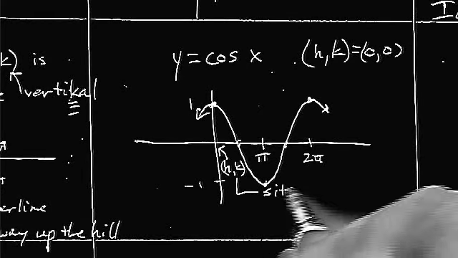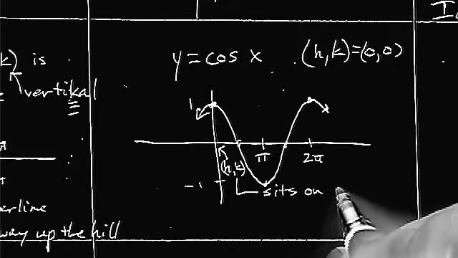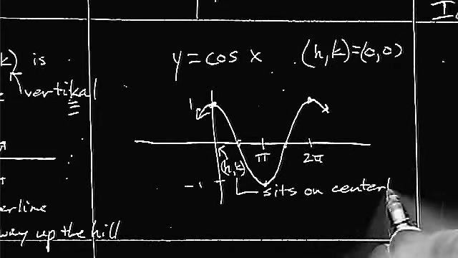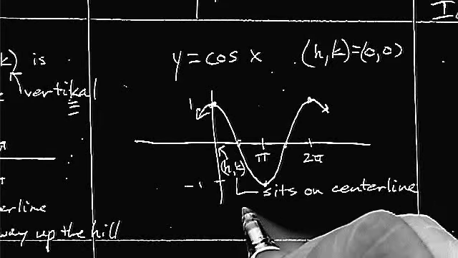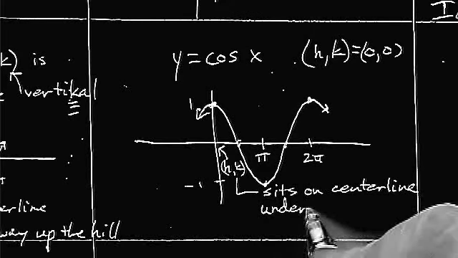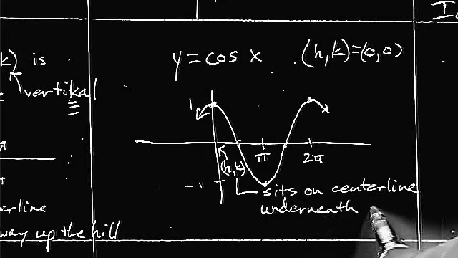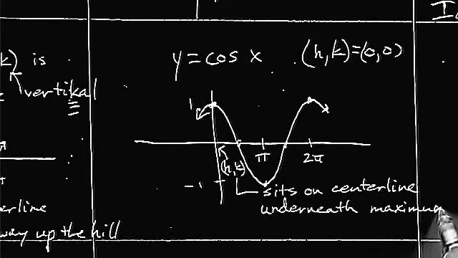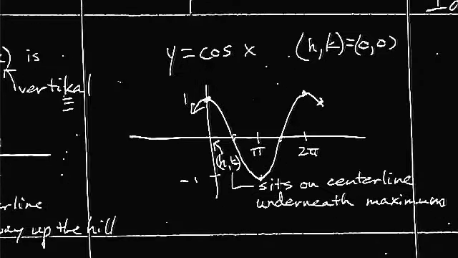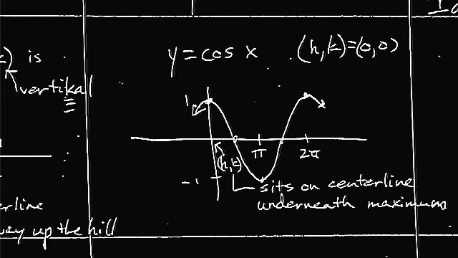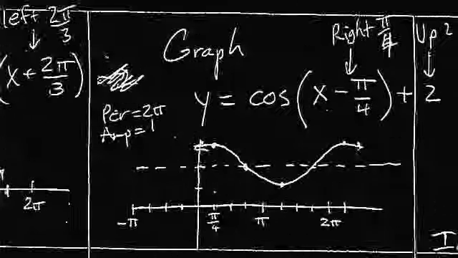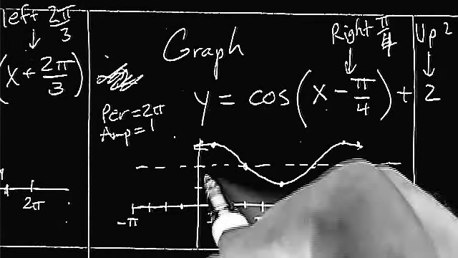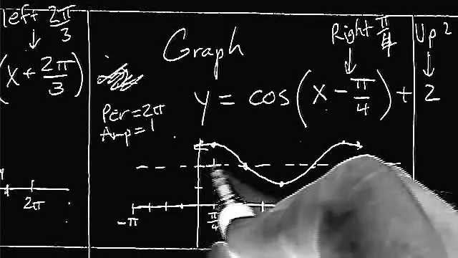Does it still sit on the center line? Yes, sits on the center line. But it sits underneath a maximum. Sits on the center line, but it sits underneath a maximum. Now that's an important point because when I go and I look at this particular cosine wave, we first find HK.